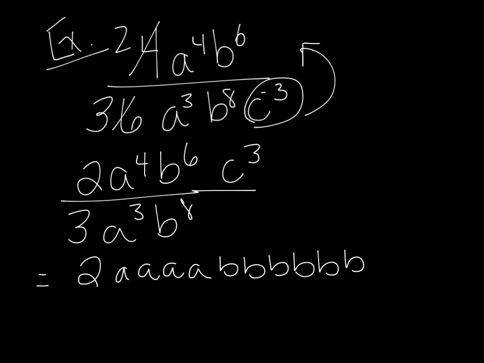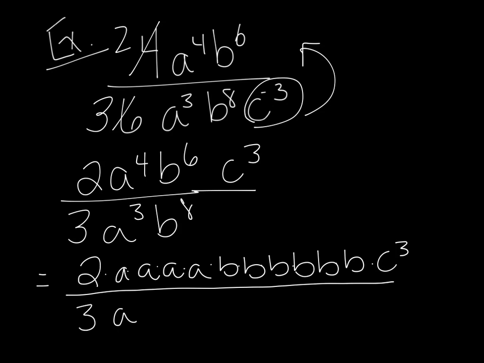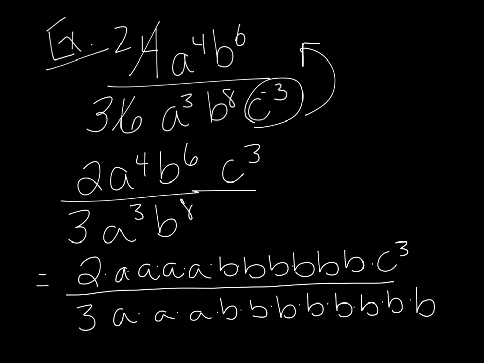And then should we expand the c's? Are there any c's that might cancel out in the denominator? No, we're not going to do anything with that. So I'm just going to leave that. And we know it's multiplication in between all of these b's and all of these a's. And then in our denominator, 3 A's and 8 B's. It's a lot of b's for me to write. So when I look at it this way, I can just cancel out 4 of the A's, 3 of the A's, sorry, and then 6 of the B's.